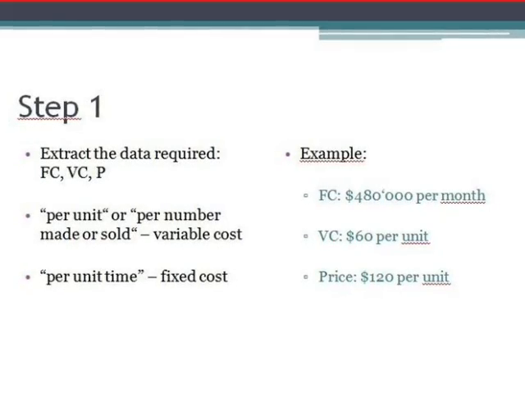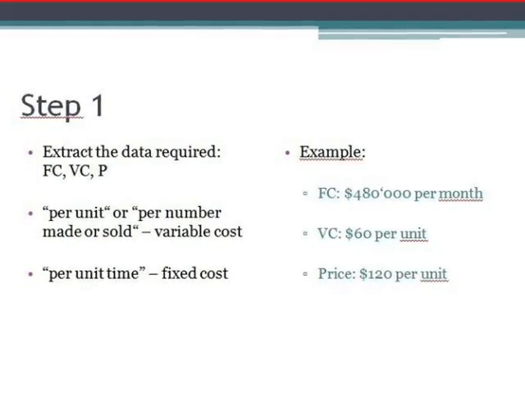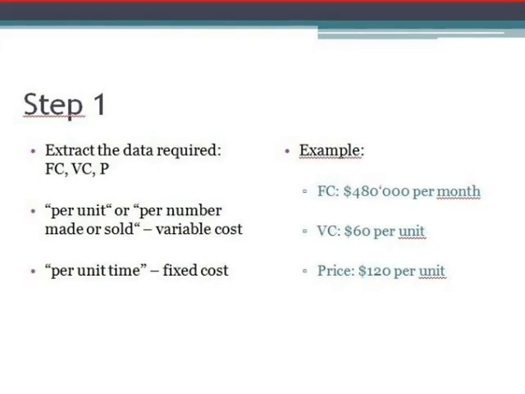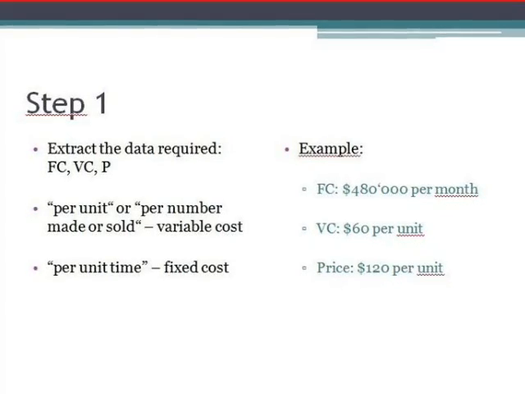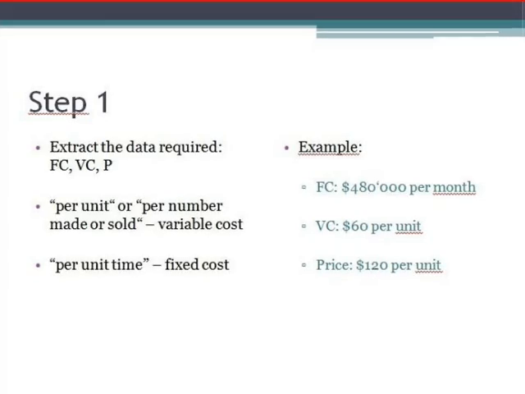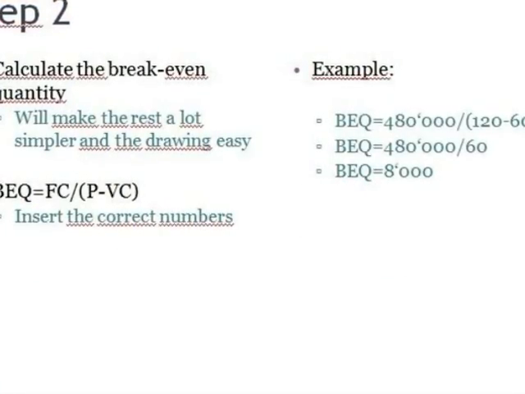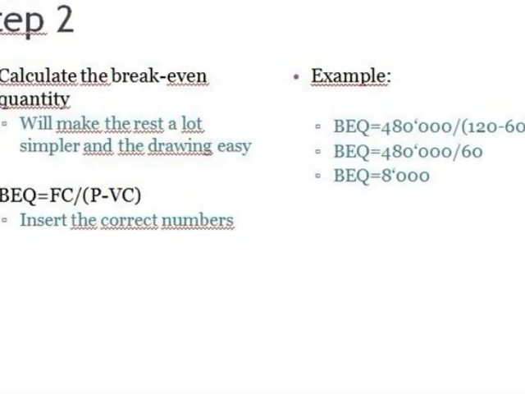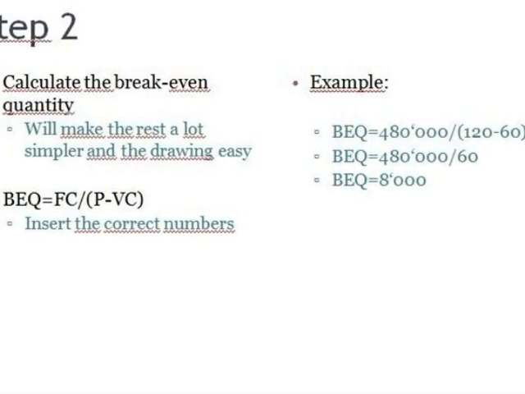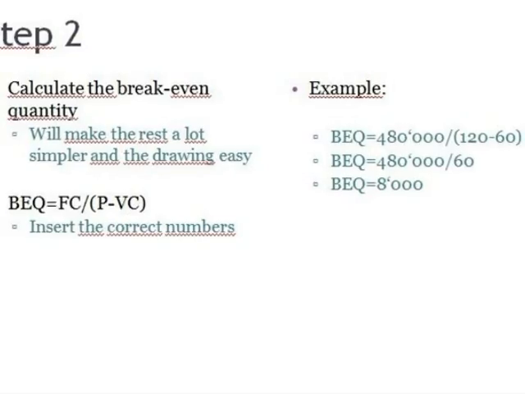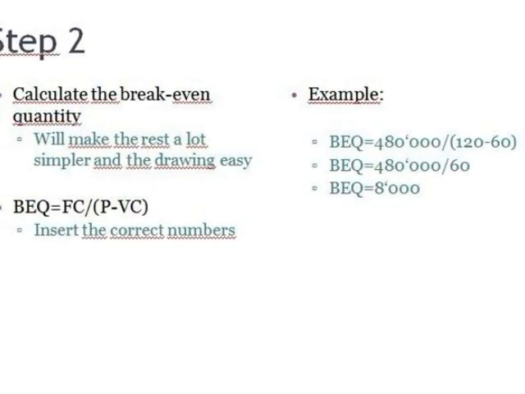Let's imagine the fixed cost we got from our data was $480,000 per month, the variable cost $60 per unit, and the price $120 per unit. The next step is all about calculating the BEQ, the break-even quantity. This will make the rest of the calculations a lot simpler and the drawing easy and exact.